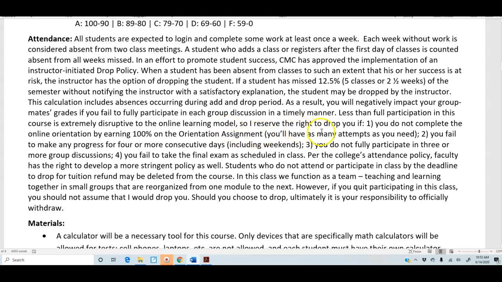So I reserve the right to drop you if, 1, you do not complete the online orientation assignment by earning 100% on the orientation assignment; you'll have as many attempts as you need. 2, you fail to make any progress for 4 or more consecutive days, including weekends. 3, you do not fully participate in 3 or more group discussions. 4, you fail to take the final exam as scheduled in class. Per the college's attendance policy, faculty has the right to develop a more stringent policy as well.